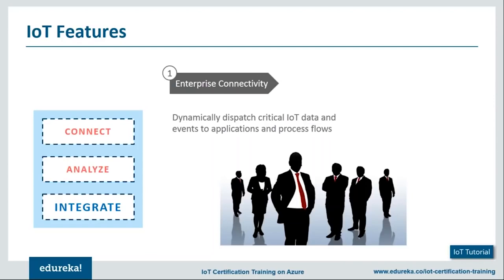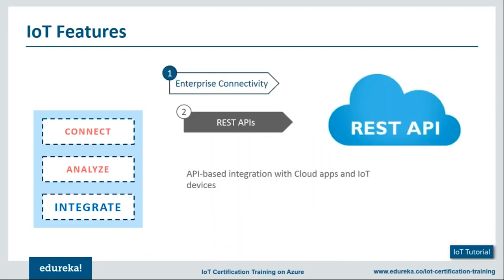Now, how does this communication happen? For that, we have REST API. Once I've integrated my REST API with respect to the cloud application and my Internet of Things, then communication between the enterprise, the platform, and the things around us can be made more efficient and easier as well.